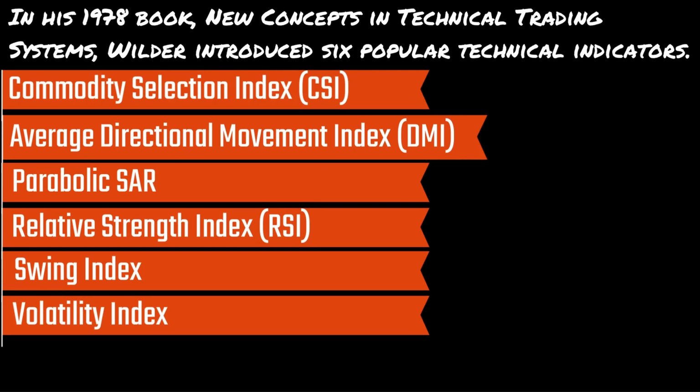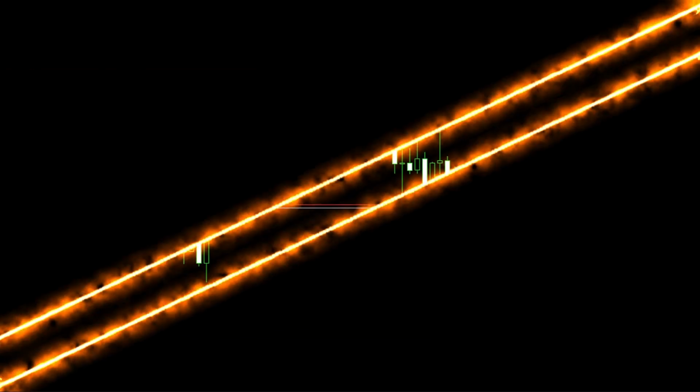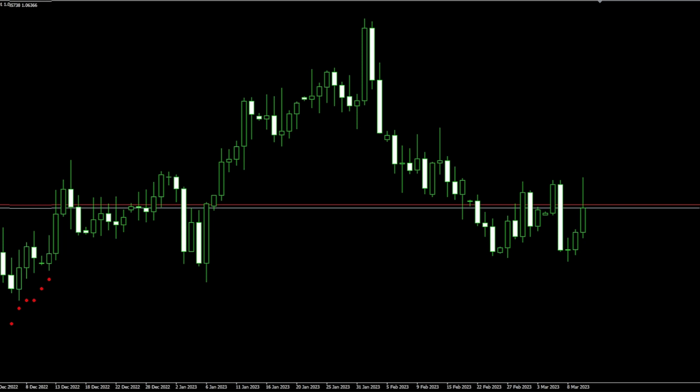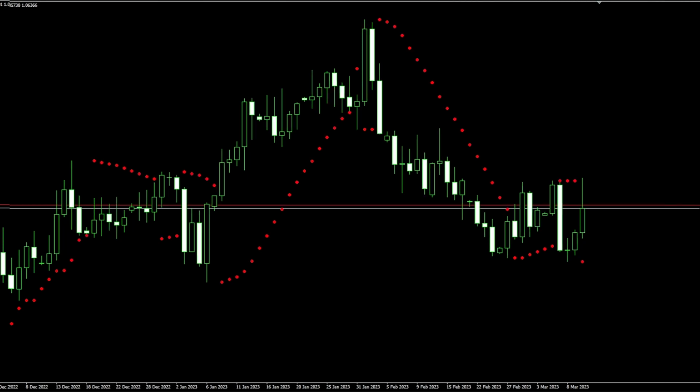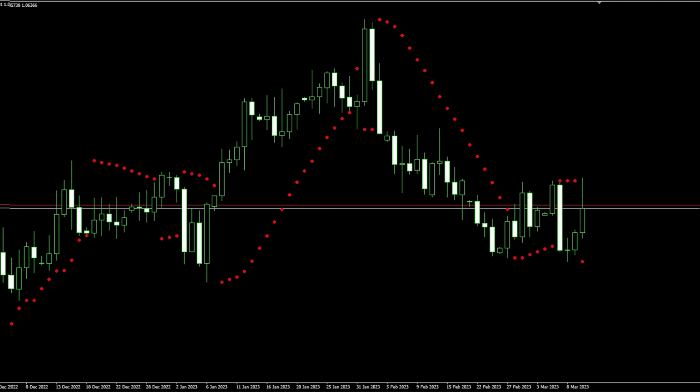A parabolic SAR places dots or points on a chart that indicate potential reversals in price movement. Dots shift from being below the candles during the uptrend to above the candles when the trend reverses into a downtrend. The beauty of this indicator is the simplicity. When the dots are below the candles, buy signal. When the dots are above the candles, sell signal. One of the easiest indicators to use in either direction of the market.